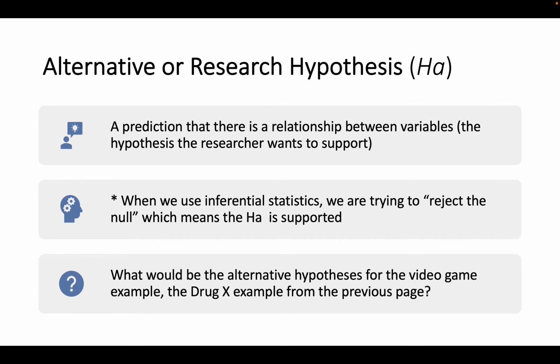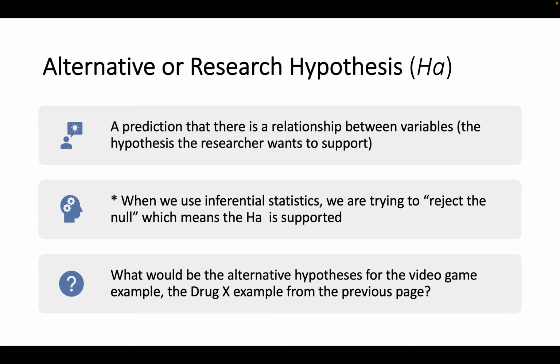Now, the flip side of this is the alternative or research hypothesis, which is notated as H(a). So there is a prediction that there is a relationship between variables. Now, this is the one we want to support, right? We want to find a relationship. So in hypothesis testing, we use inferential statistics to try and reject the null hypothesis. If we reject our null hypothesis that there is not a relationship, then we can support our alternative hypothesis, which states there is a relationship.